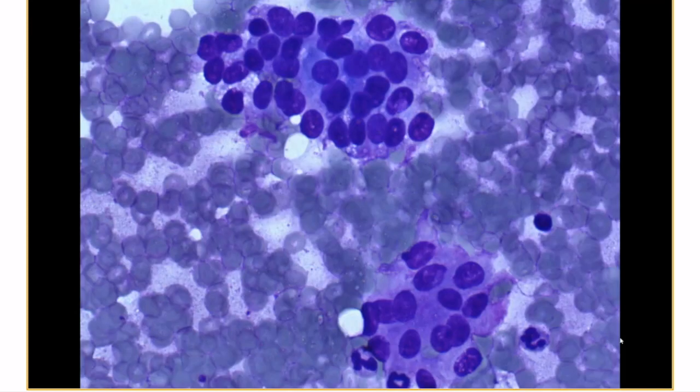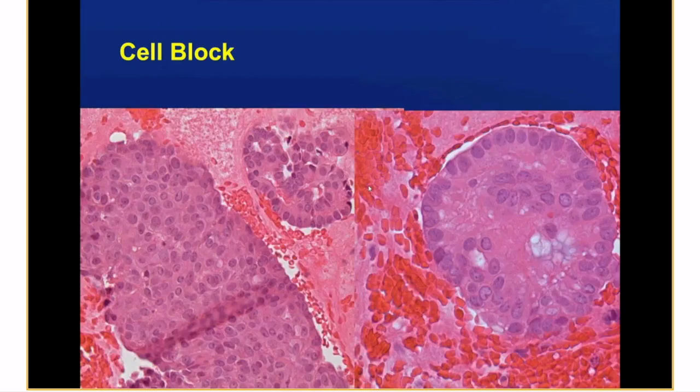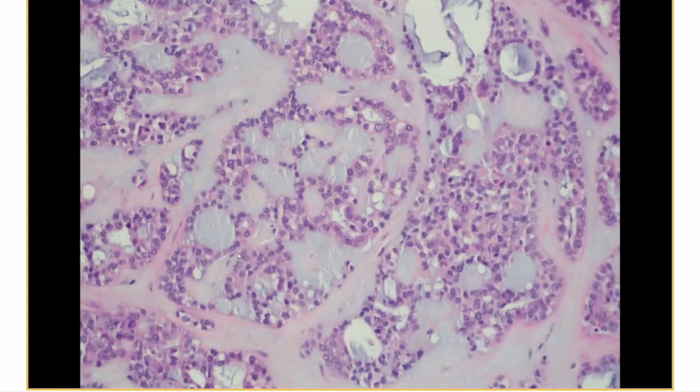So again, we have a basaloid-looking neoplasm, with very monotonous-looking cells with scant cytoplasm forming small groups. And here they have a more papillary configuration and very bland-looking, hypochromatic, very uniform nuclei. On the cell block, you have a variety of patterns: glomeruloid structures, papillary structures, and sheets of cells. And this is the resection, where you have this cribriform architecture with very bland-looking cells.